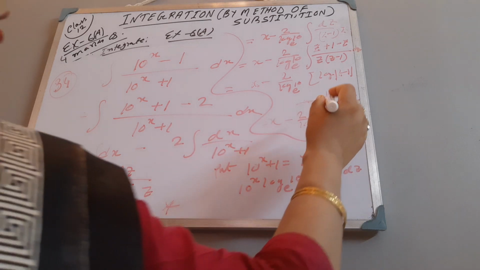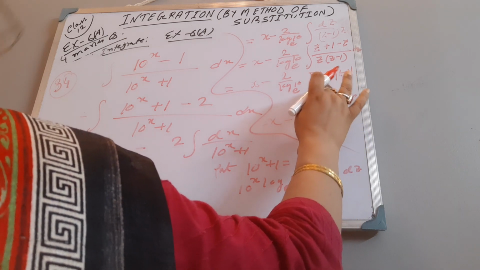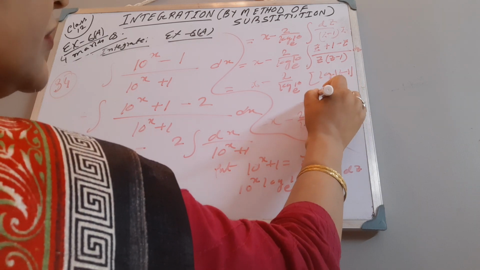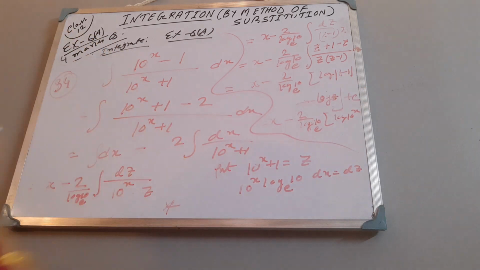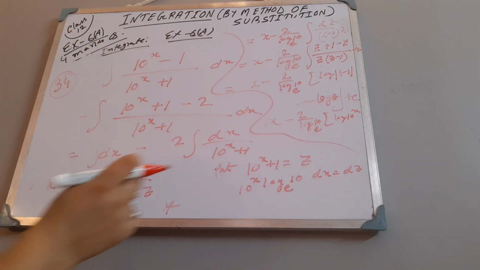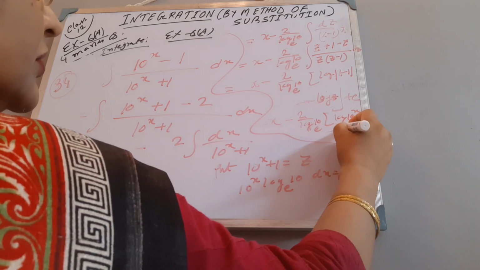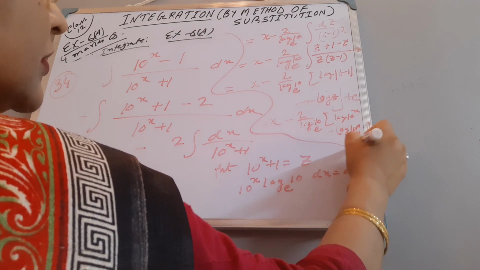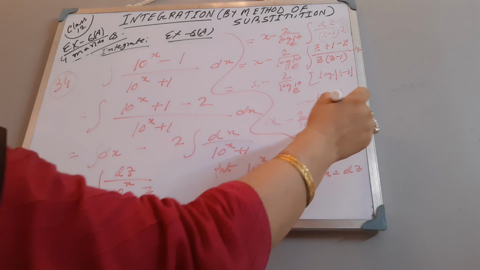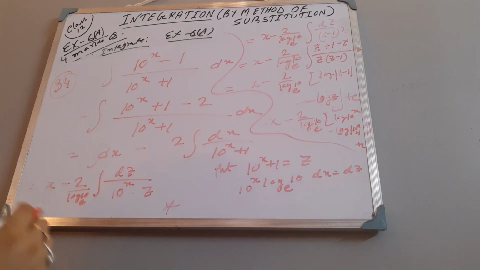So it will be 1 by z is there, log z. So log z means 10 to the power x. So minus log 10 to the power x plus 1. Okay, now log n minus log n means log 10 to the power x by 10 to the power x plus 1. Or if you want, you can keep in this way also.